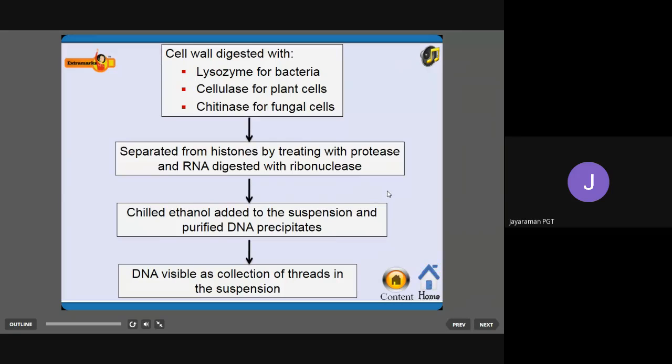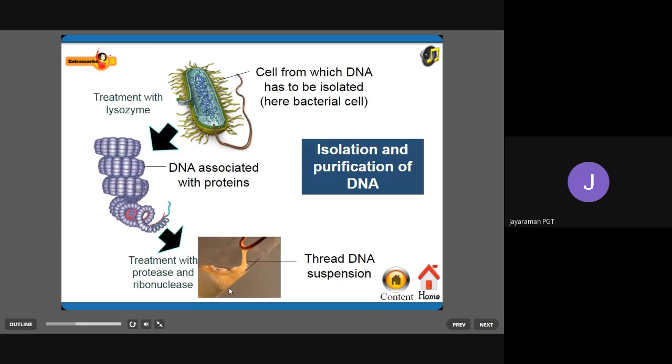So like this, the cell wall can be digested. If you are taking DNA from bacteria, you have to use lysozyme first. And histone can be removed. Histone is a protein, so it can be removed by protease enzyme. So this way, finally we get only the DNA. So DNA is left, and the DNA can be taken out.